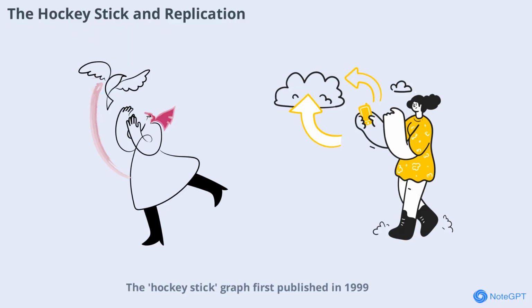The hockey stick graph, first published in 1999, shows a long period of stable or gently cooling temperatures followed by a sharp rise in the 20th century. Multiple independent studies using different data and methods have confirmed this pattern. The focus on a single study by skeptics is misplaced. Replication by many teams has firmly established that recent warming is unprecedented in at least the last 1,000 years.